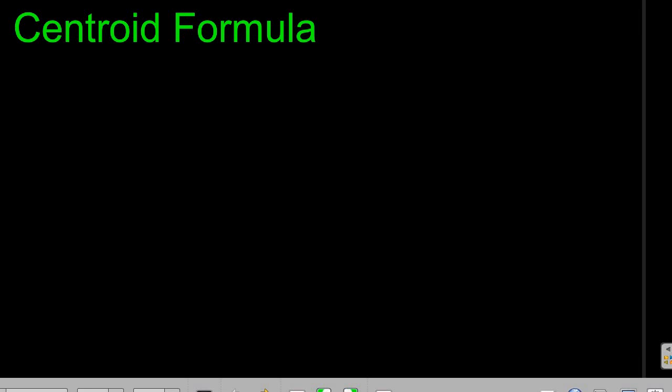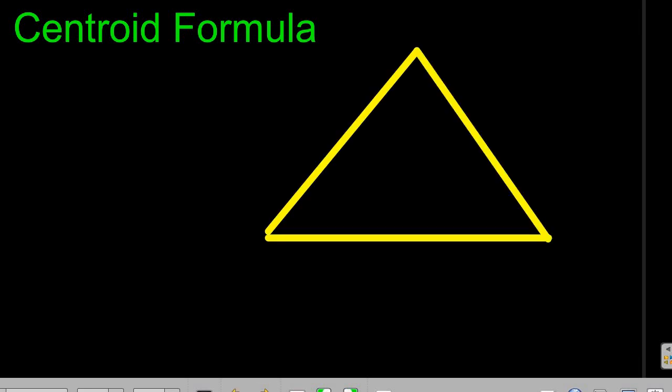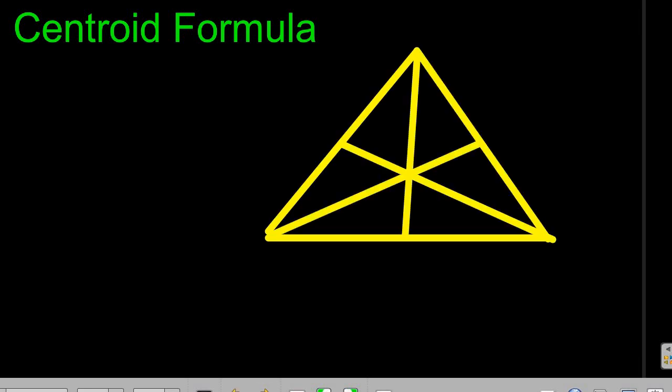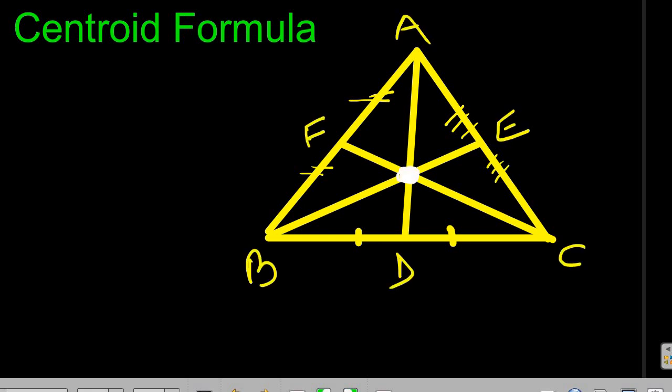Today we will cover the centroid formula. First of all, you should know what a centroid point is. The centroid point is the point of intersection of the medians of a triangle. Here you can see the medians are drawn from each vertex of this triangle ABC, and where they intersect at this point, this point only is called the centroid of triangle ABC.